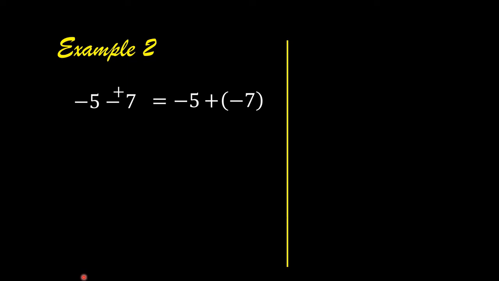Example number 2. Negative 5 minus 7. It is understood the sign of 7 is positive. So change subtraction to addition. So we have negative 5 plus. And then change the sign of positive 7 from positive to negative. So we have now negative 5 plus negative 7.